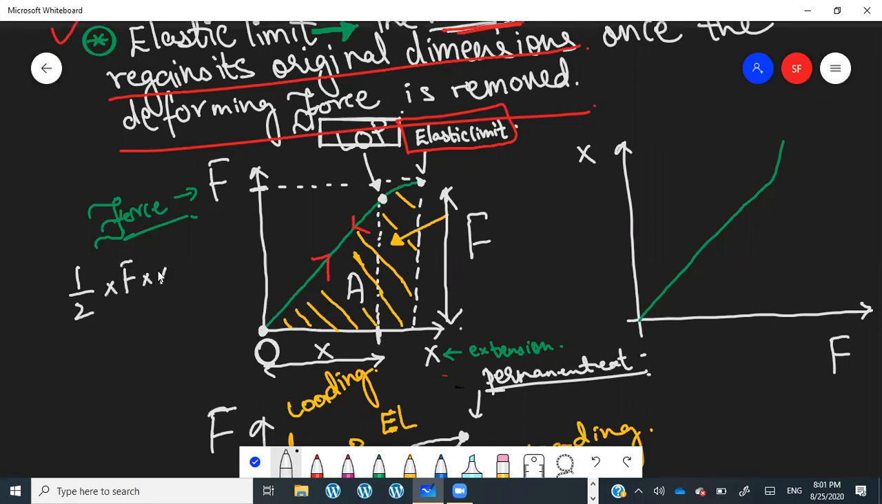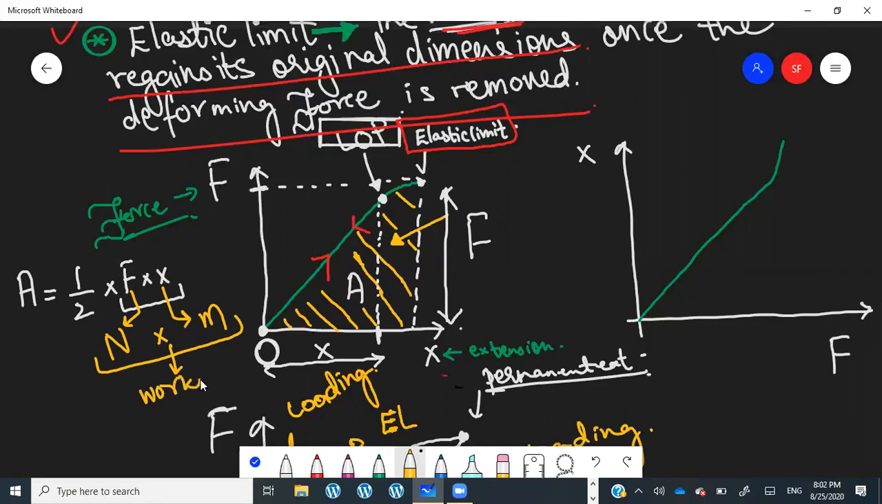Does this look familiar? F x, right? Force into extension. What is force into extension? What's the unit of force? Newton, N. What's the unit of extension? Meter, m. Newton meter. Are these the unit of work? Force into distance. Is that work?